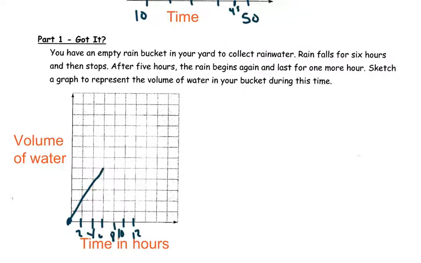and then the rain stops for 5 hours. So that means that my bucket stays at the same level for 5 hours. So I'm going right in between the 10 and the 12 there. And then for another hour, it rains again, so it's going to increase some more. So that is a decent sketch of the scenario.